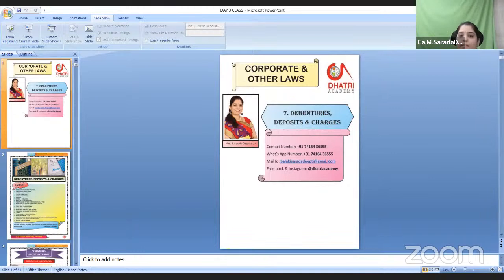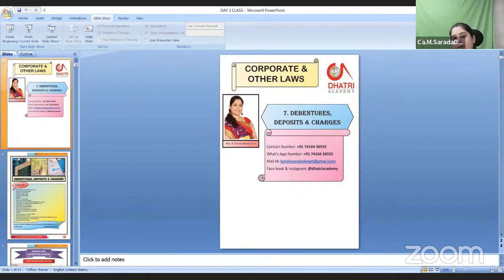Before starting this topic, what is a deposit? Deposit is a kind of loan borrowed by the company either from its existing members or from the outside public. For a common man to understand, deposit is nothing but receipt of money from the existing members or from the outside public in the form of a loan to the company. Therefore, deposit holders are also creditors to the company.